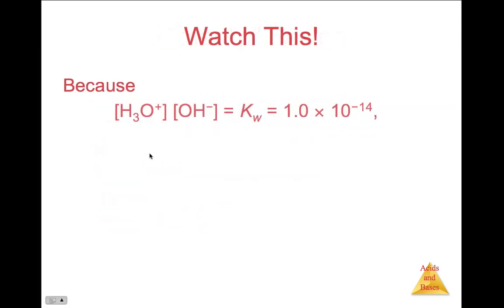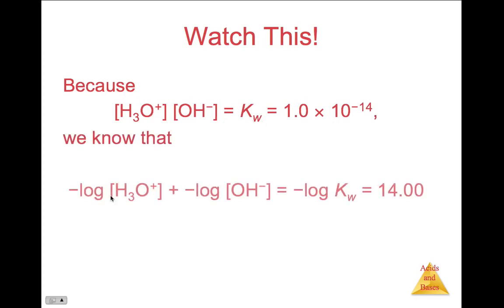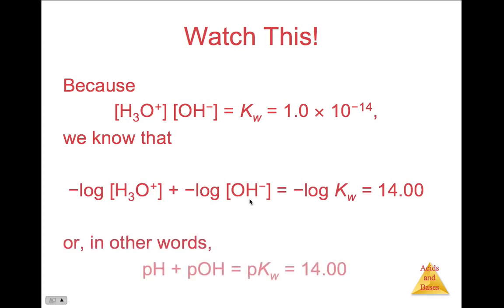So watch this. Here is the autoionization of water's equilibrium constant, and we know that the negative log of H3O+ plus the negative log of OH- will be equal to the negative log of Kw. The negative log of 1 times 10 to the negative 14th is 14, and we know that this thing, negative log of H3O+, is called the pH, and the negative log of OH- is called the pOH, so we can say pH plus pOH is equal to 14. A real handy equation that in the next video cast you'll see us use a lot.